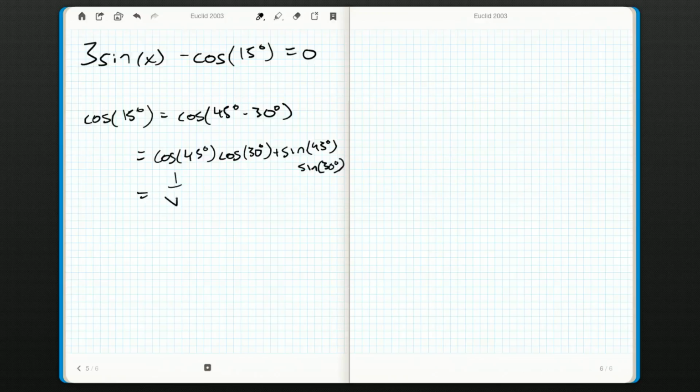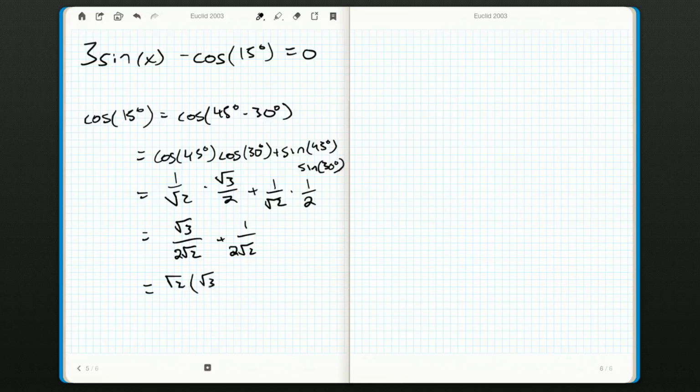Okay, so that's 1 over root 2, and cosine of 30, that's root 3 over 2, plus 1 over root 2, and sine 30 is 1 over 2. Okay, so it looks like we have root 3 over 2 root 2, plus 1 over 2 root 2, and to get a nice integer denominator, we'll multiply top and bottom by root 2, and we'll get a 4 down there. So yeah, it is root 6 plus root 2 over 4. Okay, so that's what cos 15 degrees is.